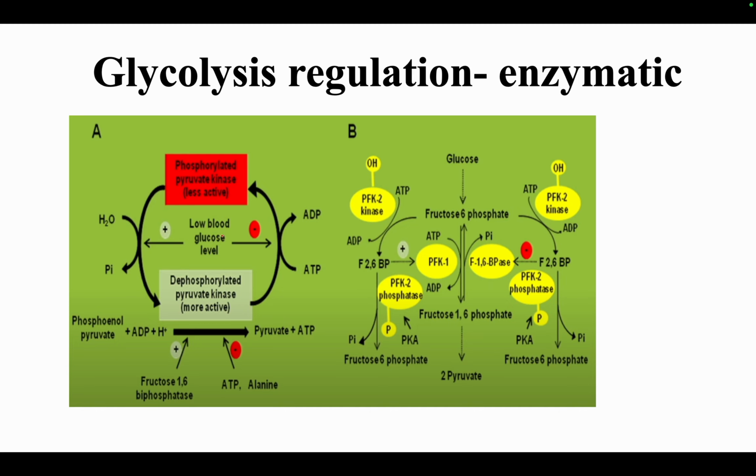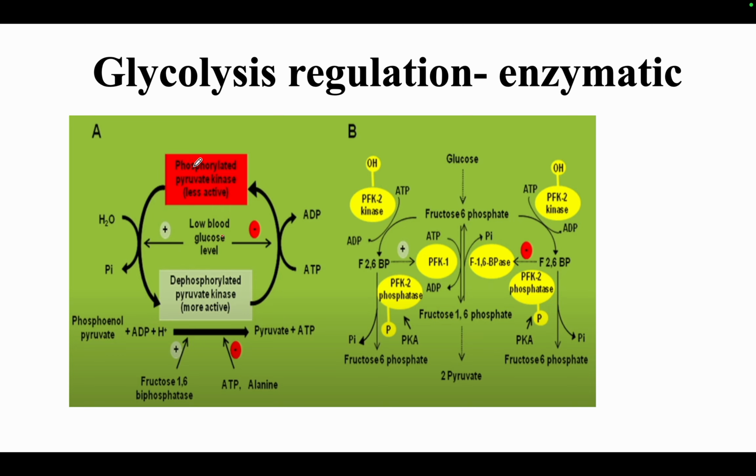And enzymatically, how is glycolysis regulated? As I mentioned earlier, there are two enzymes: the phosphofructokinase 1 enzyme, and the other is the pyruvate kinase enzyme. So what happens when the blood glucose levels are very low?